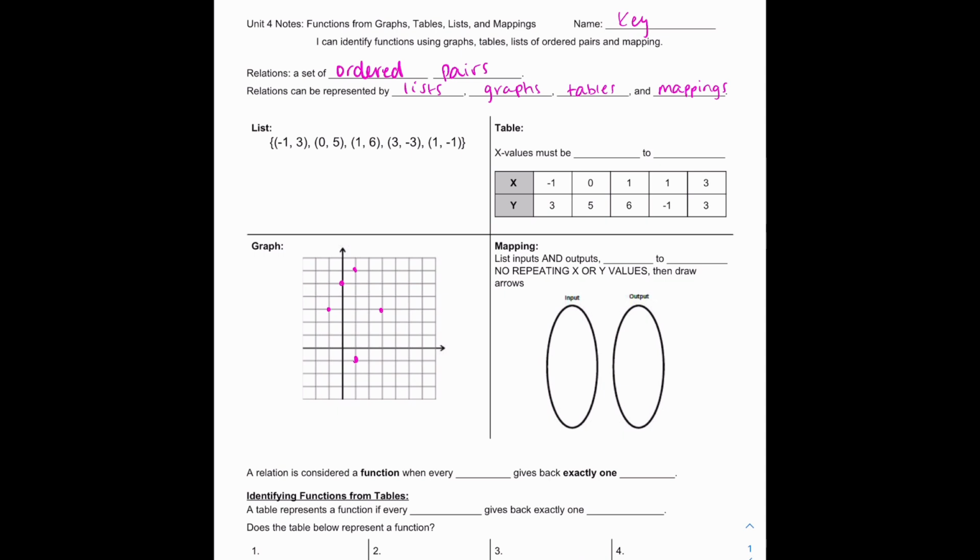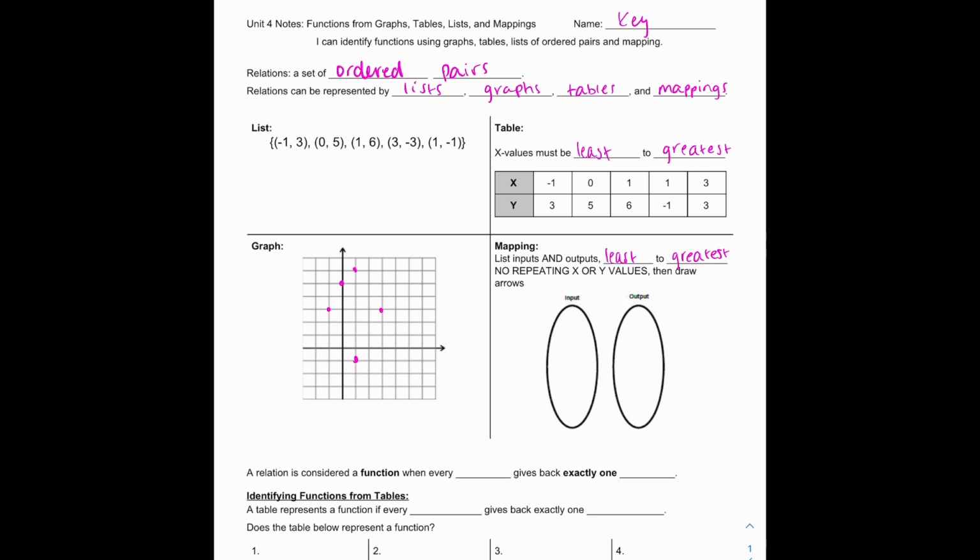Looking at our examples down below, we can see that a list is simply the coordinates, or the ordered pairs, written out, x comma y. Within our table, x values must be least to greatest, which we can see that here they are. And for our graph, I went ahead and graphed our points here. For mapping, you must list inputs and outputs least to greatest. So make sure that you don't include any repeating x or y values.